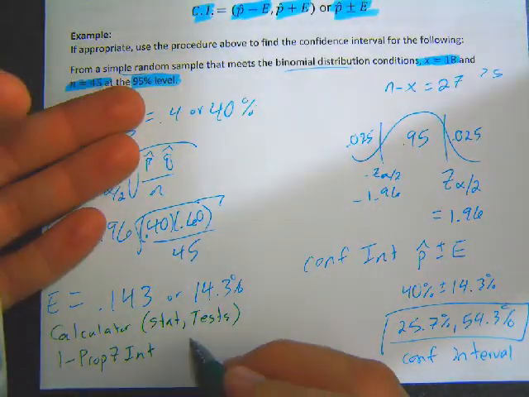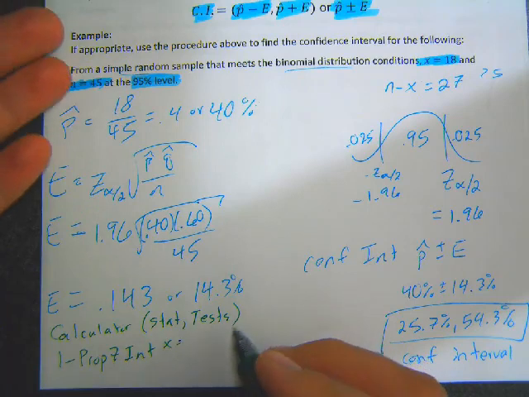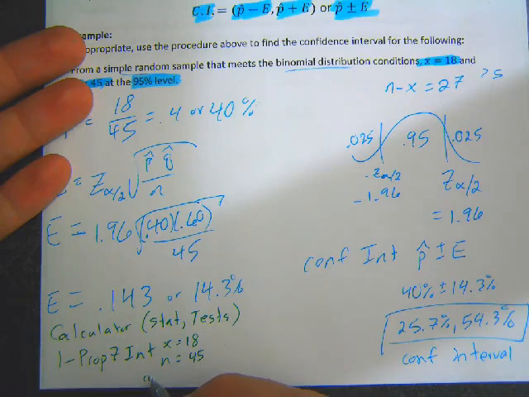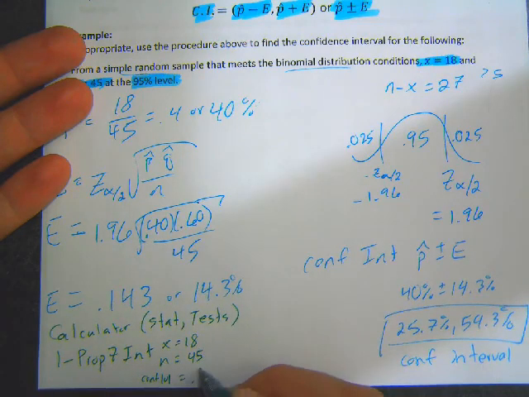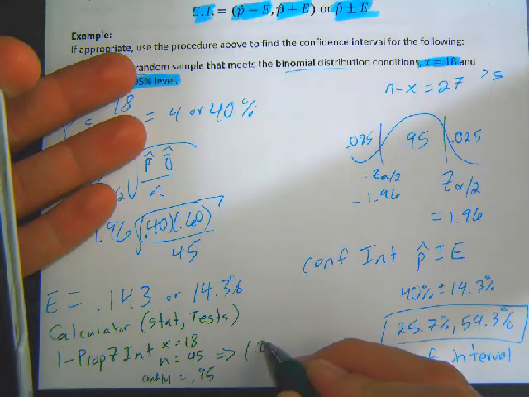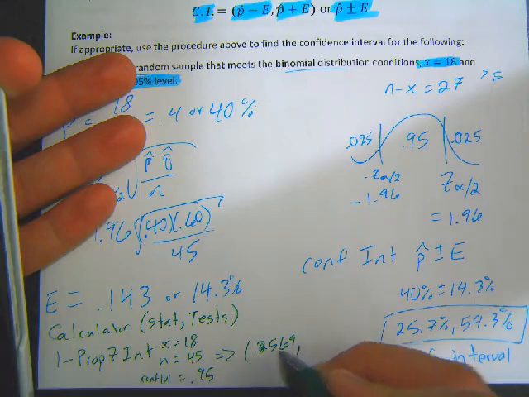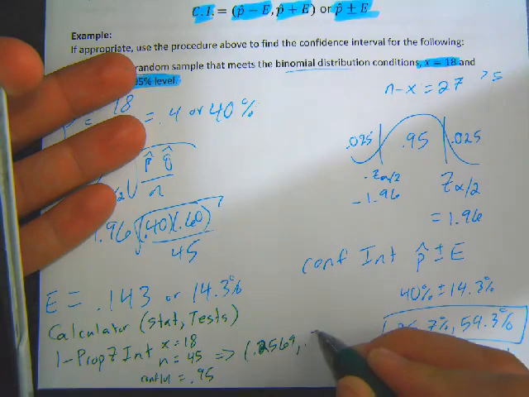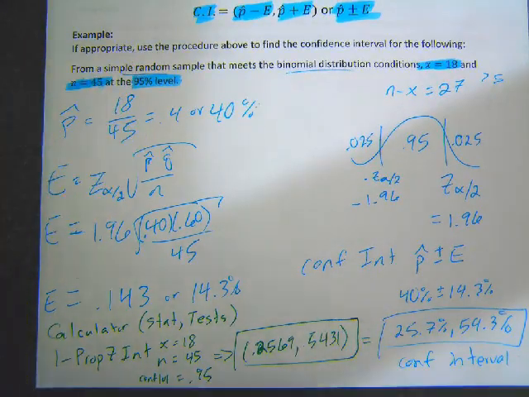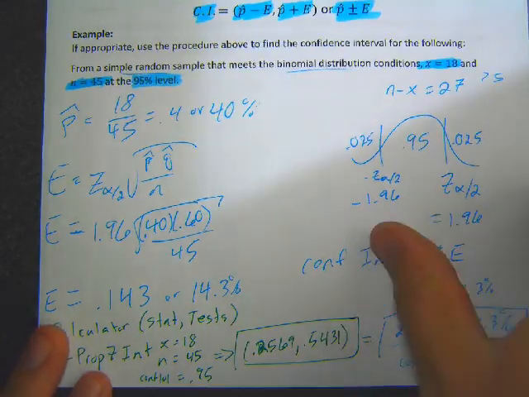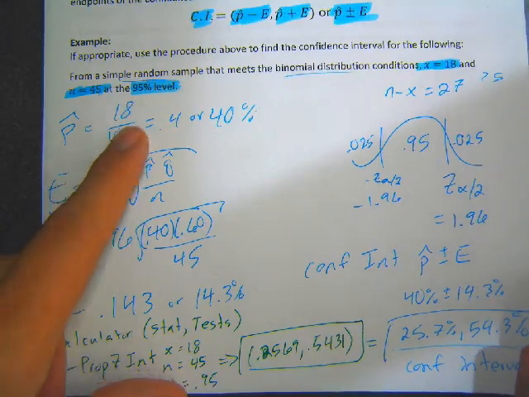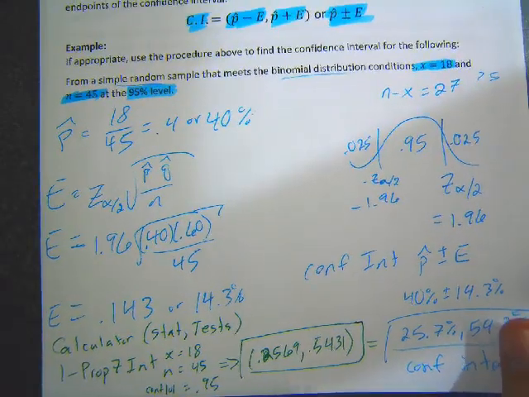So this one, again, we said x is 18, n was 45, and the confidence level is 0.95. And then they gave us 0.2569 to 0.5431, which is the same thing, right? Just as decimal instead of percent. So if you have how many successes, the sample size, and the confidence level, you can just throw it in the calculator and get the confidence interval.